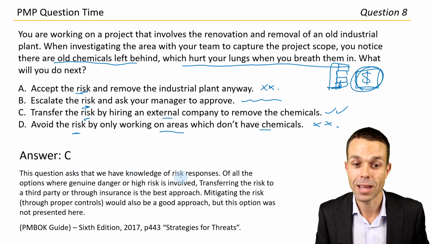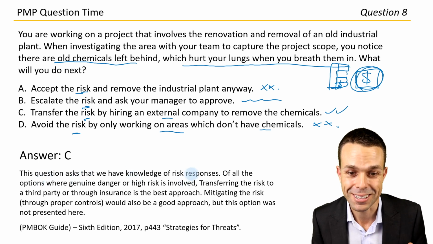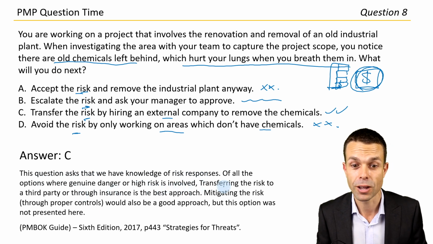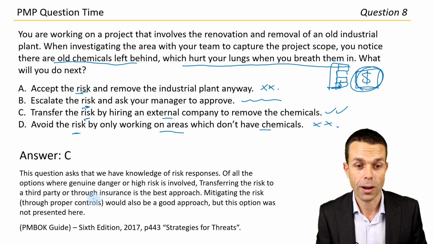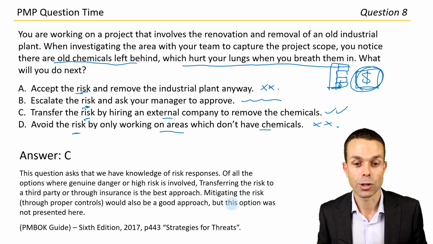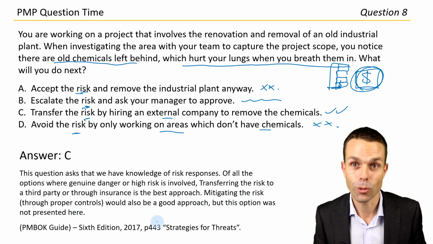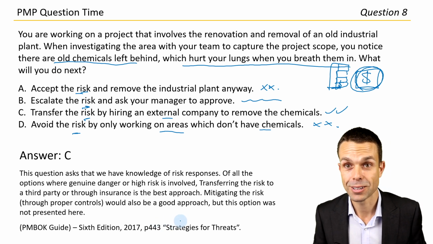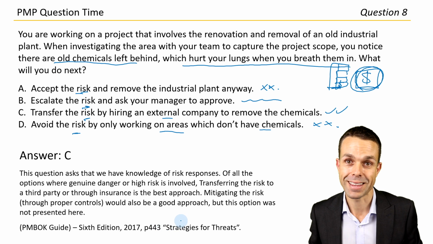This question asks that we have a knowledge of risk responses. Of all the options where genuine danger or high risk is involved, transferring the risk to a third party through insurance is the best approach. Mitigating the risk through proper controls, so controlling the risk, would also be a good approach, but this option was not presented here. PMBOK Guide, page 443, under Strategies for Threats. So that's our risk section, if you want to check that out for yourself.